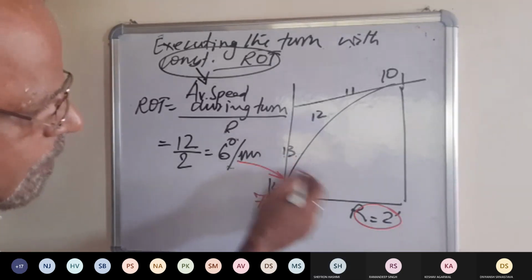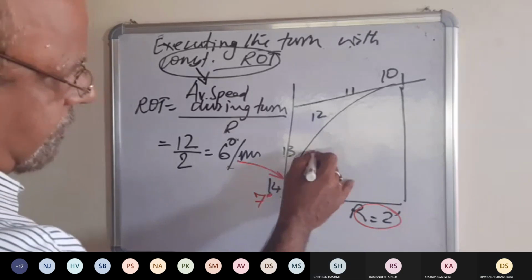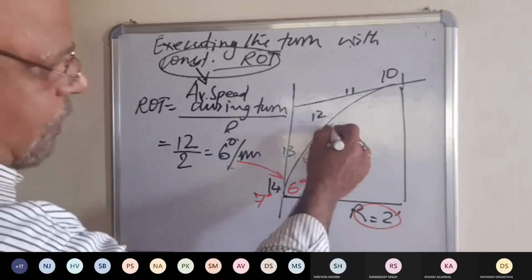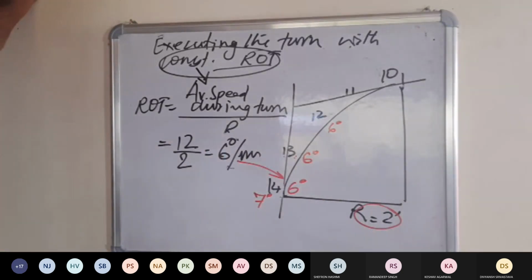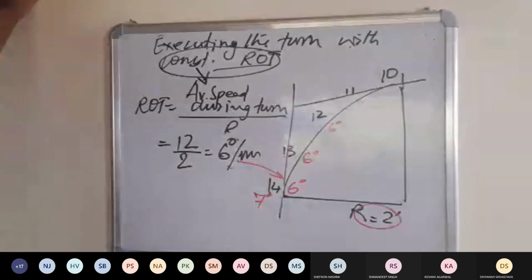Here, for a 2 mile radius, the ROT required was how much? 6.5. But how much are you giving? 6. Here the required ROT was 6 and you are giving 6. The required ROT at this place was how much?